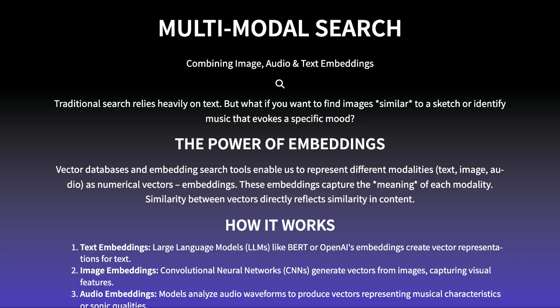Think of it like this: an embedding is a fingerprint for each piece of content. The closer the fingerprints are to each other, the more similar they are in meaning. So, if you ask for a sunny beach, the system generates an embedding for that prompt and then searches a vector database for images and audio clips with similar embeddings, effectively finding visuals and sounds that capture the same essence.